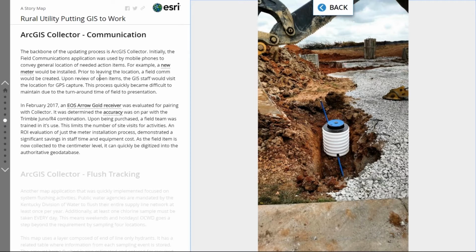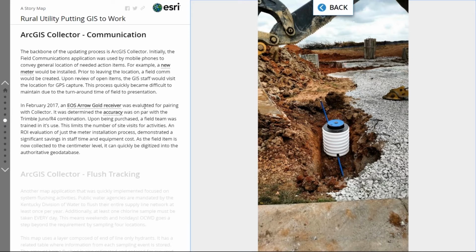That led us to doing some research for a device that would get us to centimeter grade accuracy for use with Collector. And kudos, I'd like to give a shout out to Travis Anderson from Lake Water District in Ohio. He was very helpful. I'd seen an article in one of the Esri publications where they had been using an EOS device, and so I reached out to him and we had several great conversations.